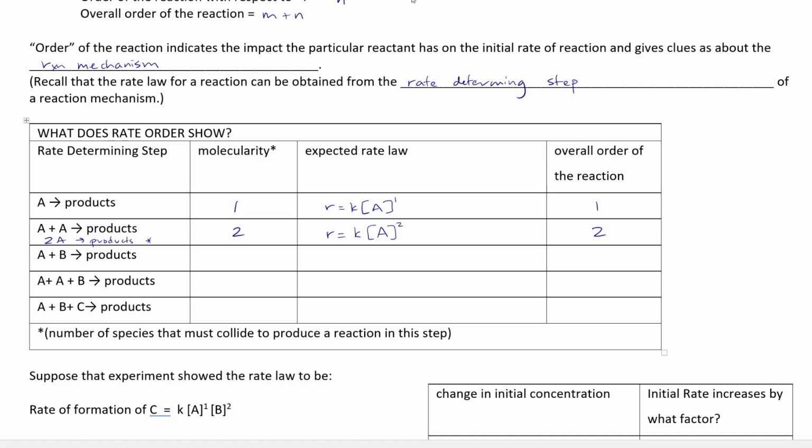If A must collide with B, then the molecularity is still 2, because 2 molecules, or 2 species, must collide to produce products. So we have R = k. The rate of the reaction is going to depend on both A and B, because this is the rate determining step, so we need both A and B present in order for the slow step of the reaction to happen. So we say [A][B], and they're both raised to the exponent 1 because that's their stoichiometric coefficient. The overall order of the reaction is the sum of those exponents, which is 2.